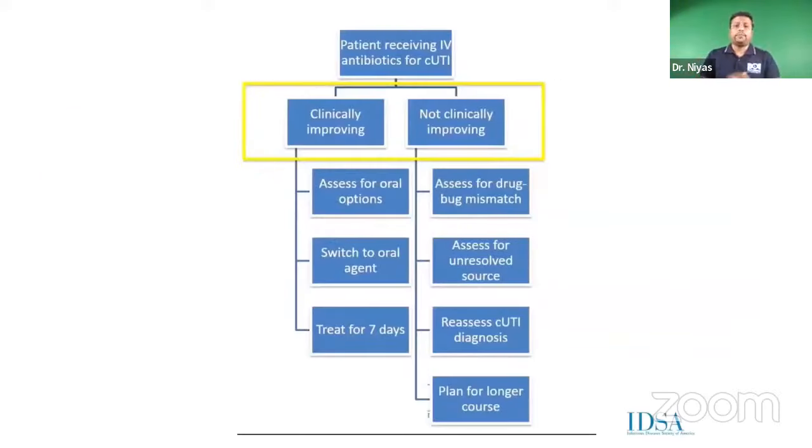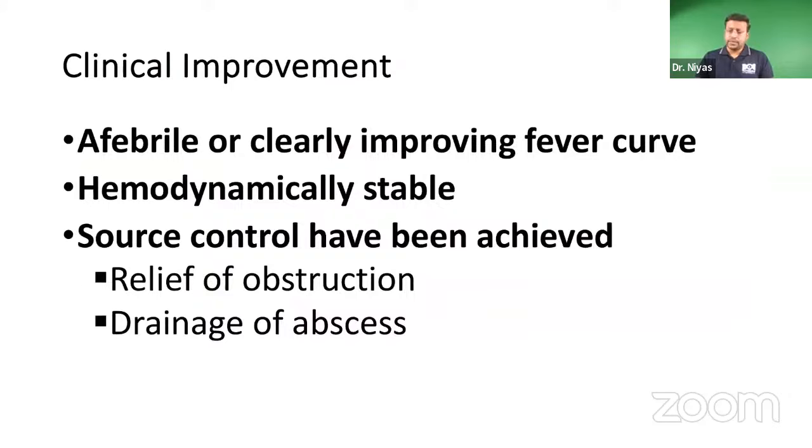Now, what if the patient is clinically improving? You have started the patient on, say, cefoperazone sulbactam, and the patient is clinically improving. And what does clinically improving mean? It means the patient is afebrile or his fever is coming down. Definitely, the patient has become hemodynamically stable, his BP is okay, there are no supports, and source control, if needed, has been achieved. That is, if there are any stones, stenting has been done; if there has been an abscess, drainage has been done.